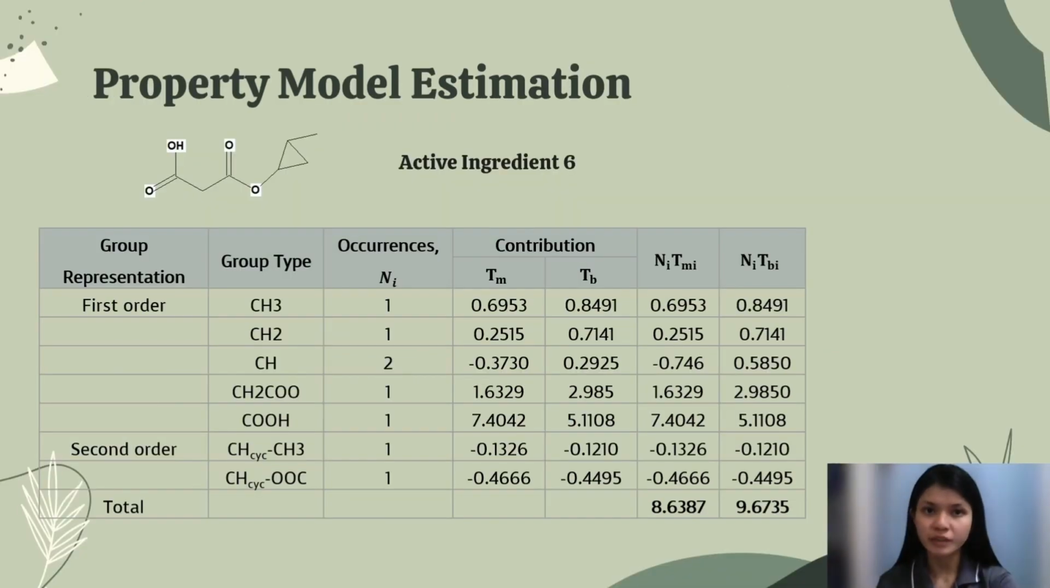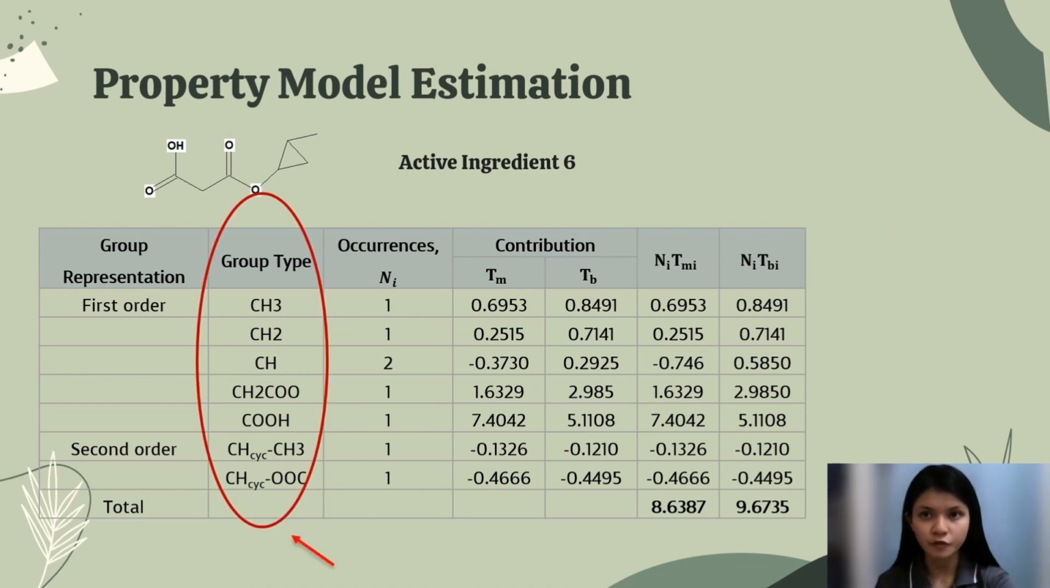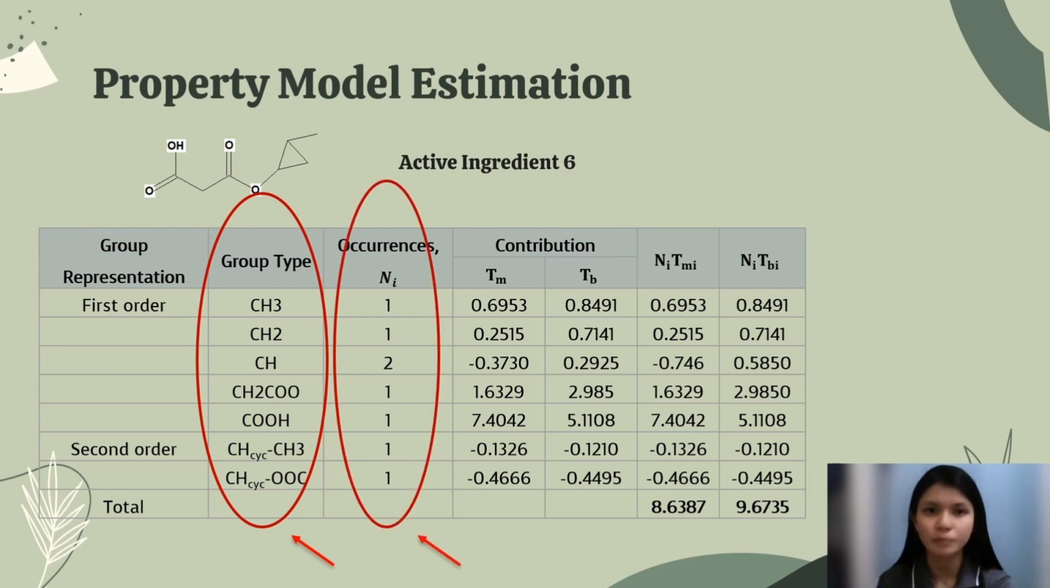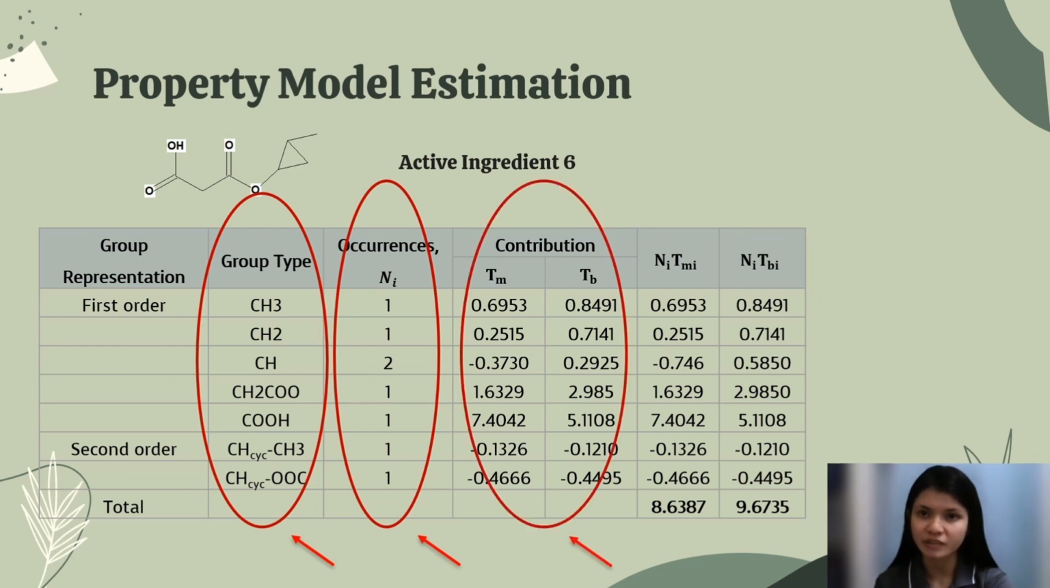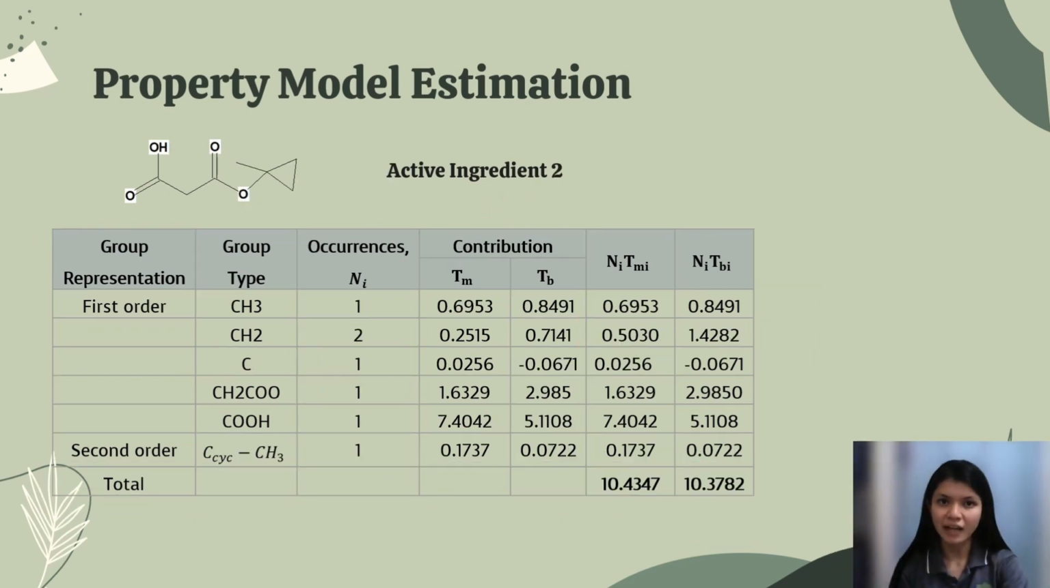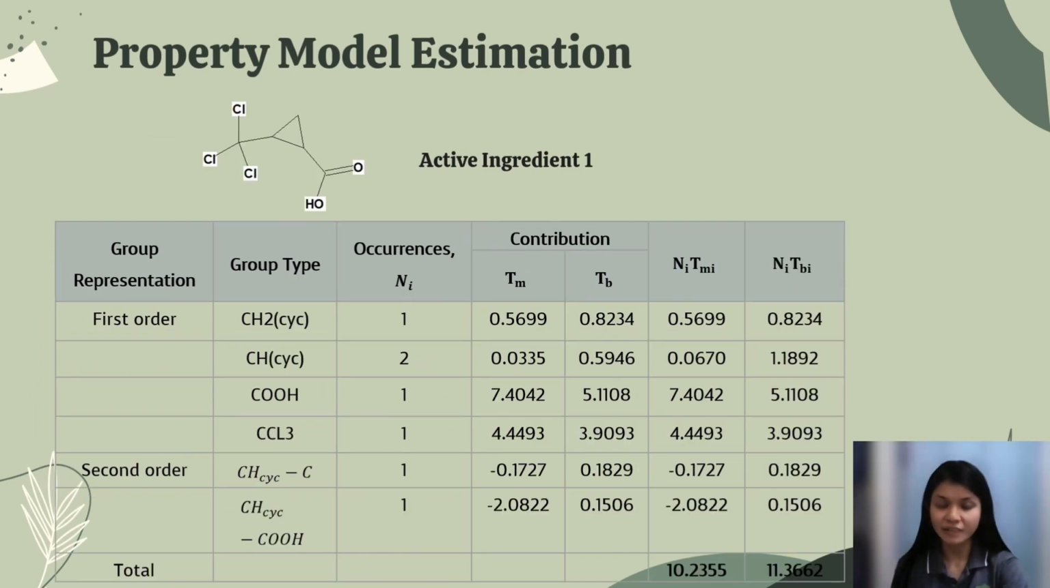Let's move to the property model estimation part. Firstly, identify the functional group for the selected active ingredient. Next, determine how many groups of each type are needed to represent the molecule. After that, retrieve parameters from the model parameters tables for the properties of interest and sum up the contribution. Repeat this step for the other active ingredient, which are active ingredient 2 and also active ingredient 1.